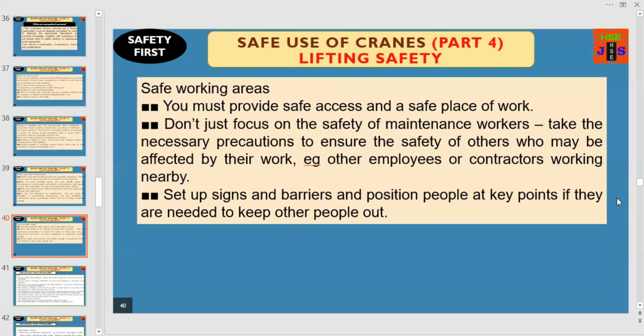Don't just focus on the safety of maintenance workers. Take the necessary precautions to ensure the safety of others who may be affected by this maintenance work, for example, other employees or contractors working nearby. Set up signs and barriers and position people at key points if they are needed to keep other people out.